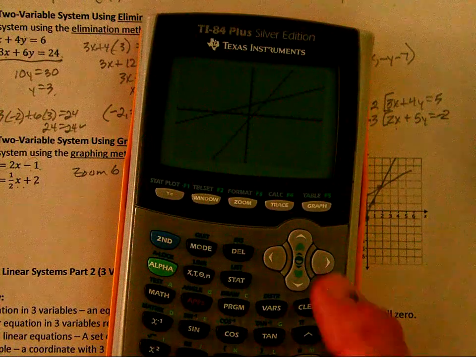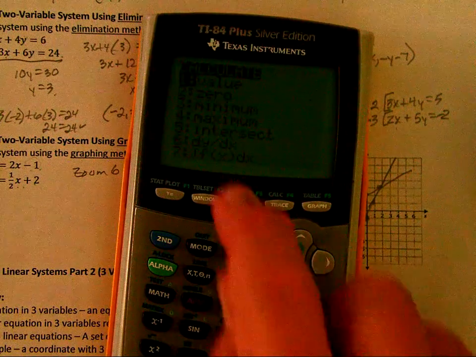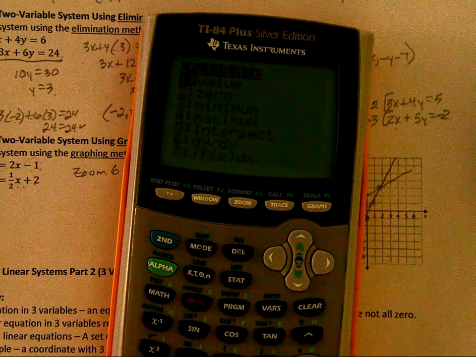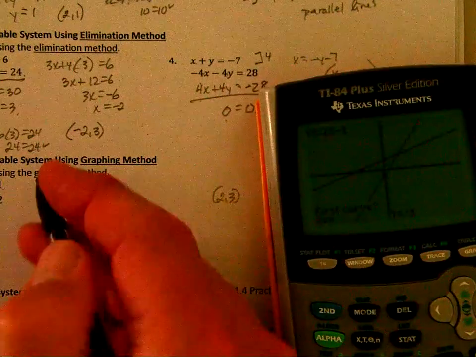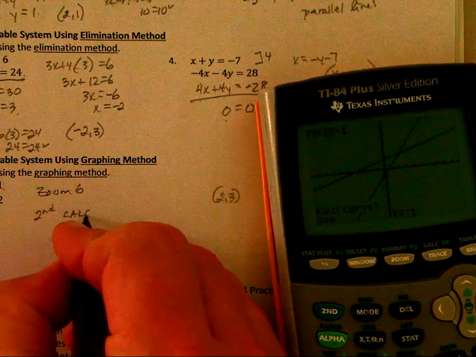Now to find out where they intersect, you're going to hit 2nd, Calc, and see how number 5 says intersect. So I'll write that down. So you're going to hit 2nd, Calc, intersect.